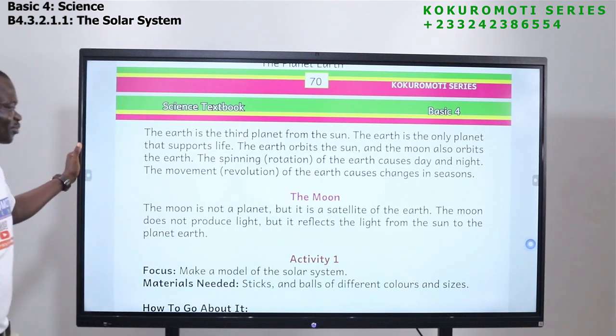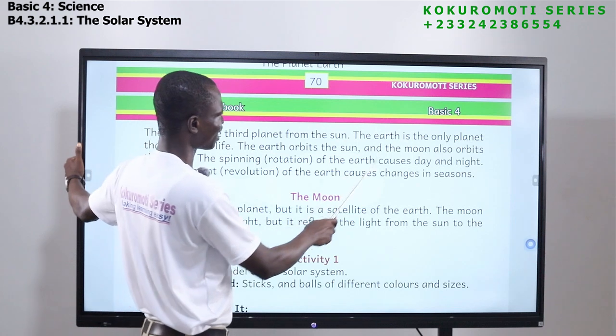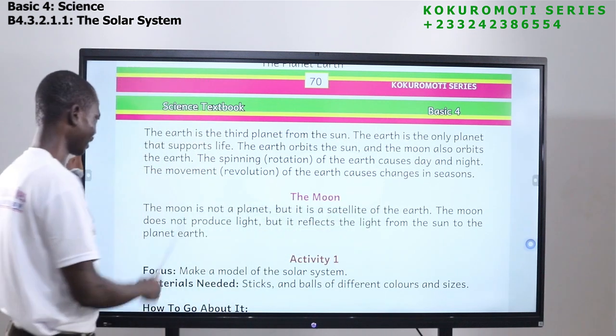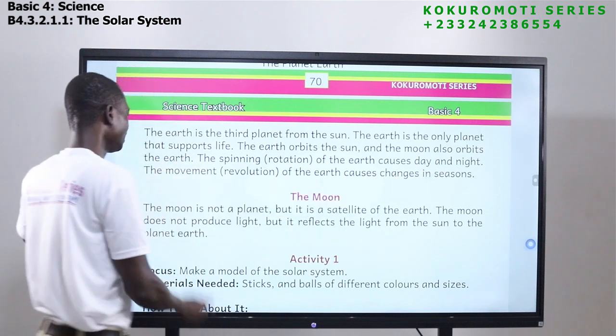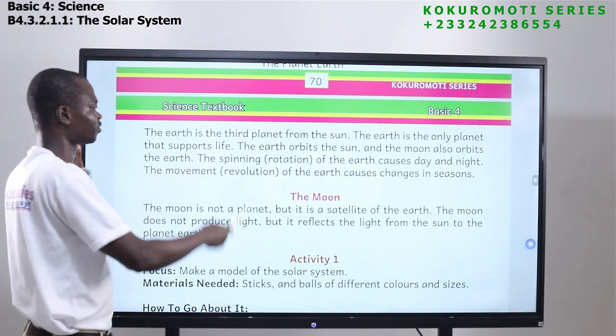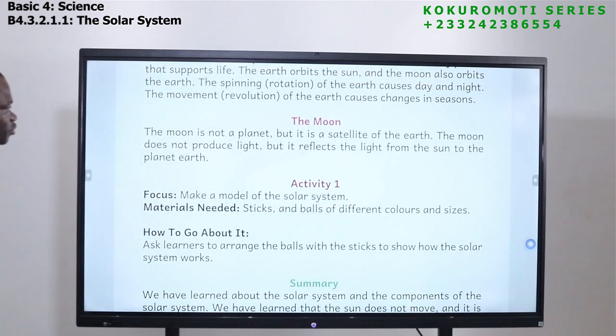Let's move on. So the Earth orbits the sun, and the moon also orbits the Earth. The spinning, that is the rotation of the Earth, causes day and night. The movement, that is the revolution of the Earth, causes changes in season. So that is that.